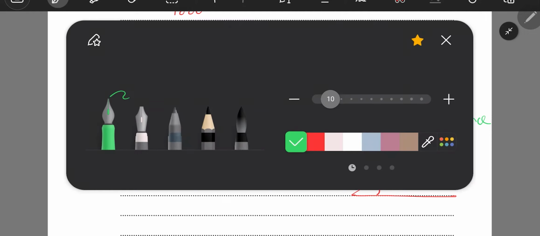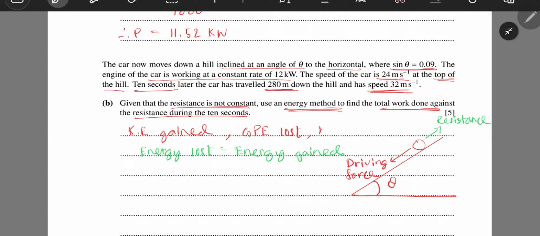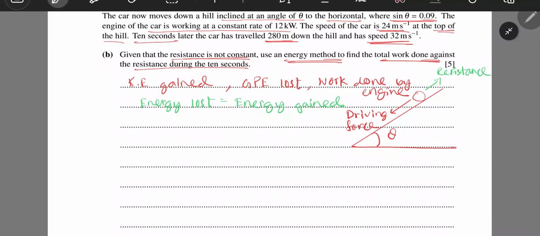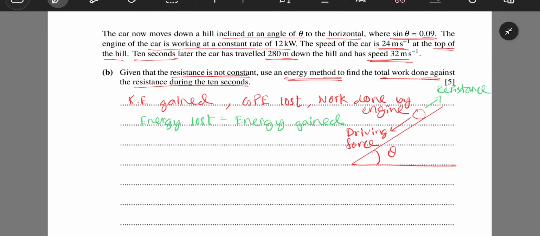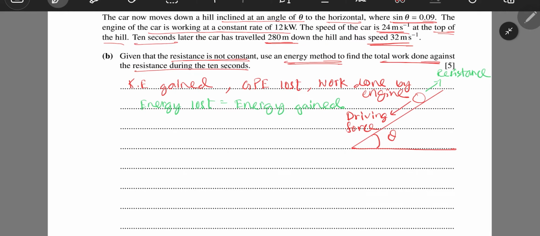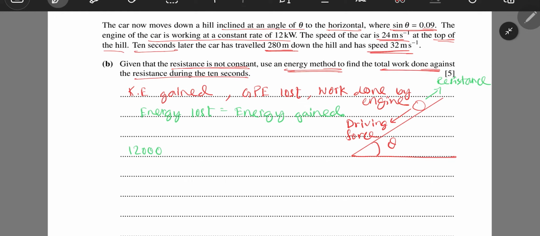And another thing we forgot to mention is work done by the engine, since there's a driving force. So now that we have pretty much all the energies required, we can start to form an equation. So the work is done by the engine. Since work is done by the engine, we take the power, 12 kilowatts. So that's 12,000 watts. The time is given.